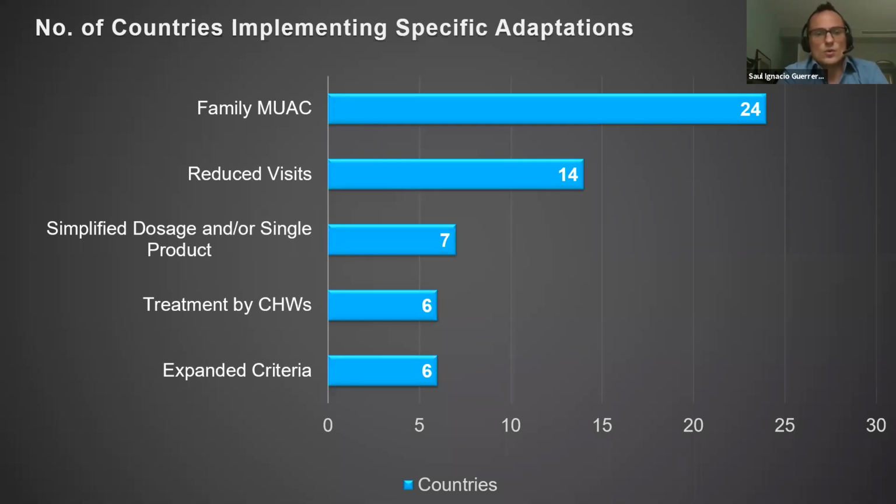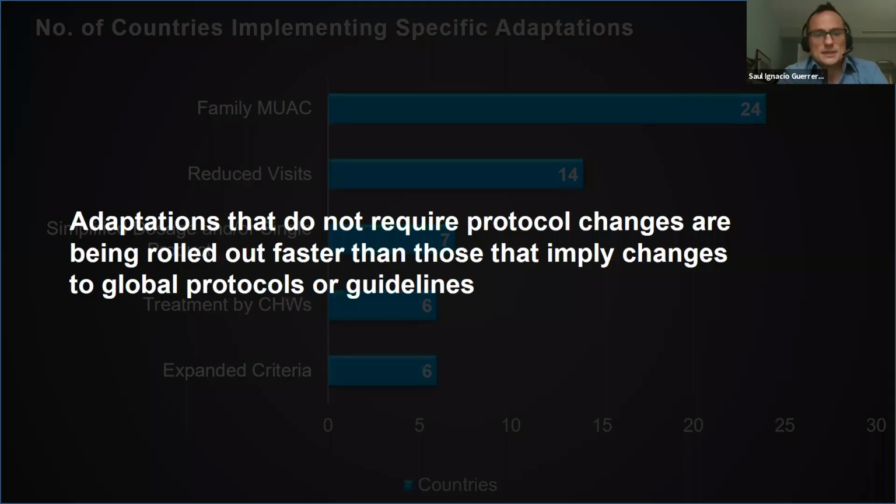And I'll go into it in a little bit more detail in a second, but there's one main message that I really want to be clear about, because I think that's the main message with this slide. Next. And that's that adaptations that do not require protocol changes are being rolled out faster than those that imply changes to global protocols or guidelines.